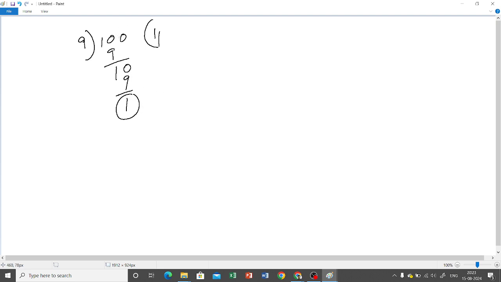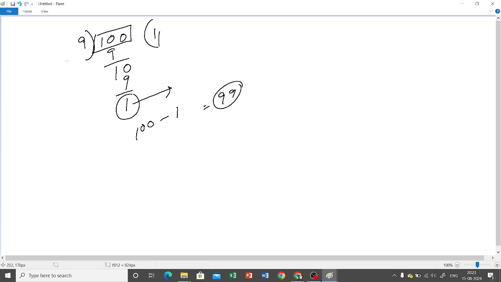Now what do I need to do to make this 100 completely divisible by 9? You just take this remainder 1 and subtract it from 100. Remainder is a thing to subtract. What we get is 99.